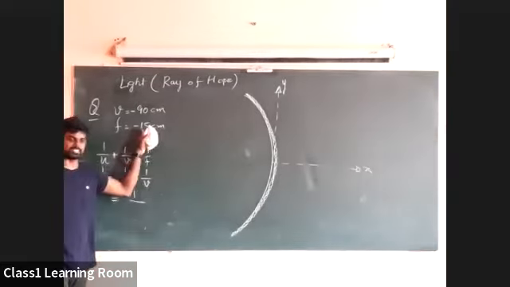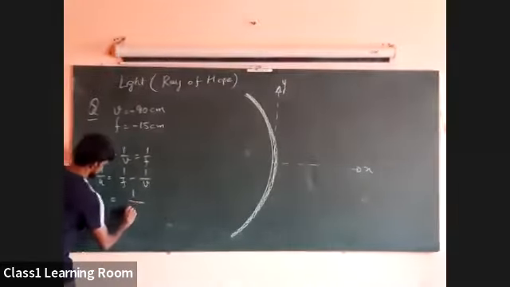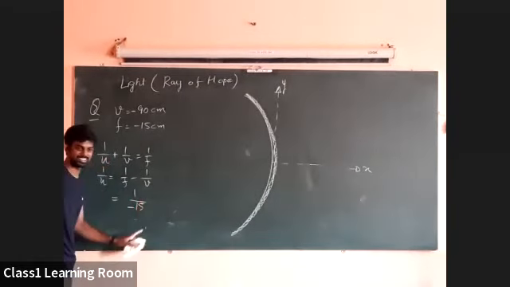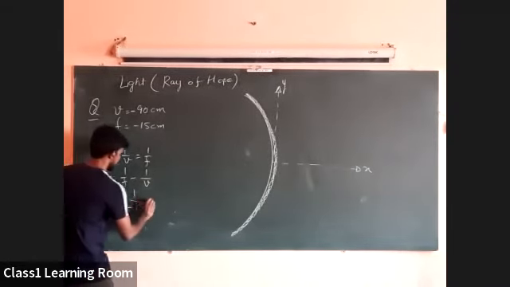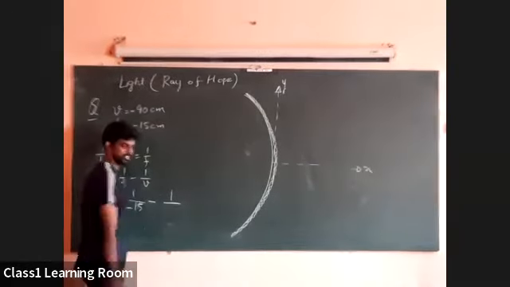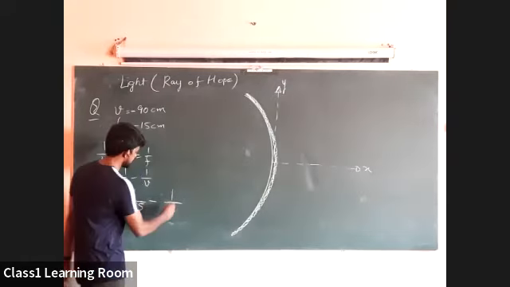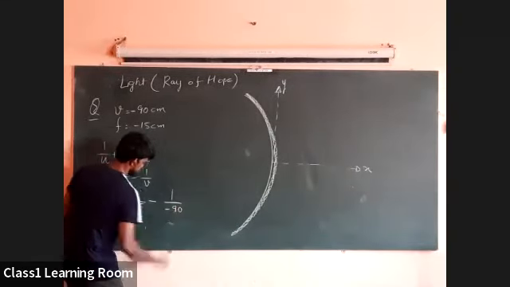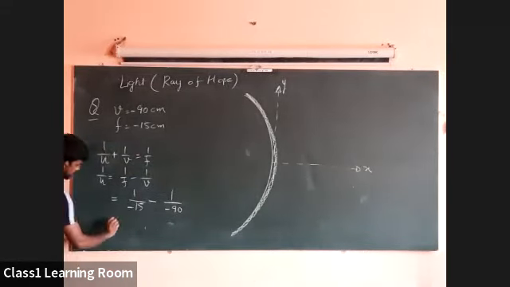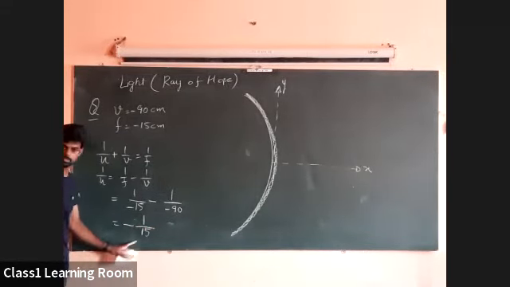Minus 15. Dude, you're sleeping in the class. Fine. Minus. v is how much? v is minus 90. We are writing here 1 by minus 90. So can we write it like minus 1 upon 15?